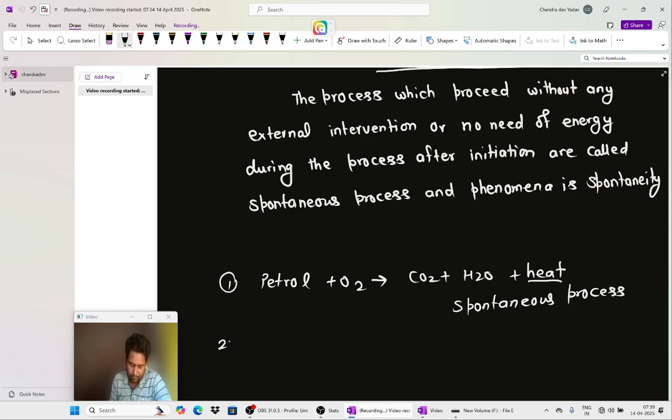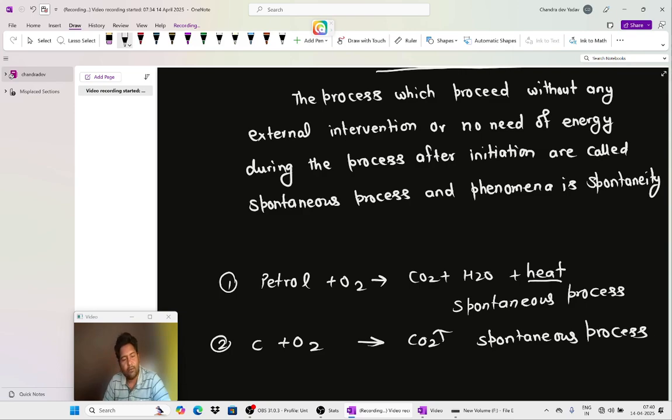Or we can say that combustion of coal is also a spontaneous process because it requires fire or energy for initiation and then the process is completed without any external addition of energy.